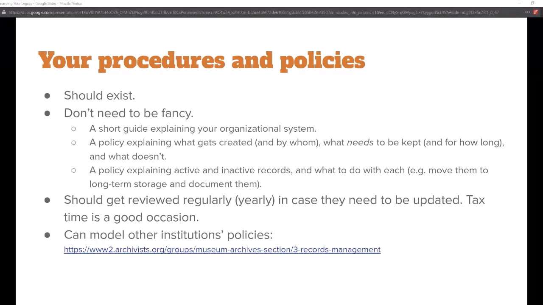You do want to have a part of it that explains, of course, where things are physically kept if you do have long-term storage somewhere off-site, and you do need to make sure that you write down who has access to it and how access gets transferred. Make sure that's in your policy. Tax time is a really good occasion to write these and to keep them up to date, so do review them regularly.